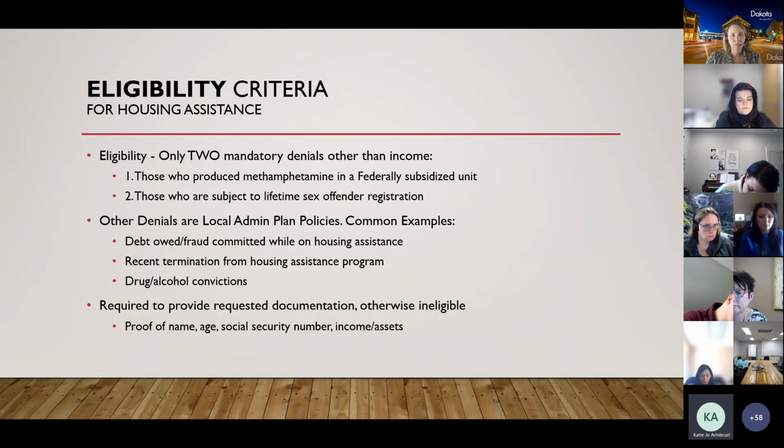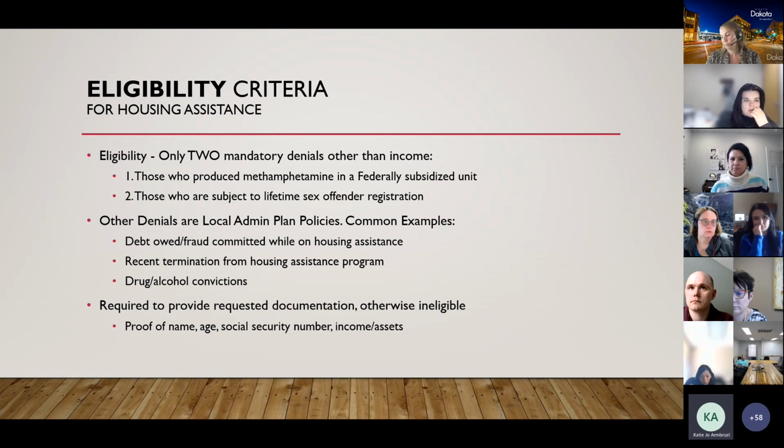One thing I should mention here, it's really important: each PHA has the ability to change their eligibility criteria. They have their admin plans, and that's something they post on their website, in the newspaper, etc. They do look for feedback on them, and that's an opportunity for service providers to say, hey, we have a lot of folks in the community that are in need of housing assistance, but the barriers to receiving it through this PHA are A, B, and C. Those are ways to help encourage and work with your housing authority to lower some of those barriers.